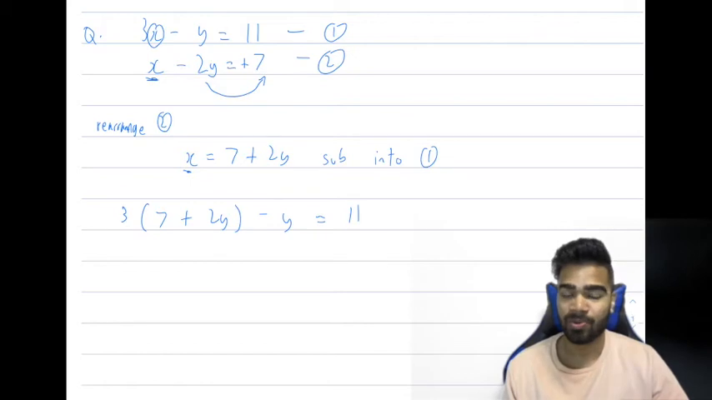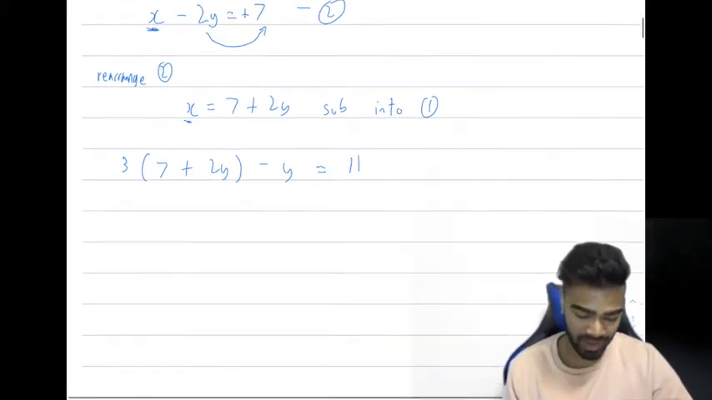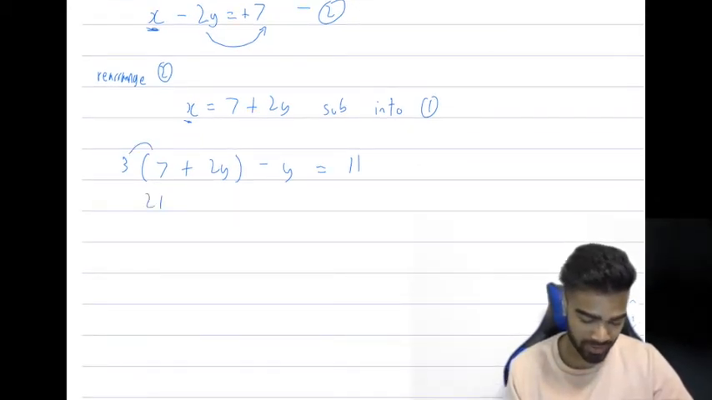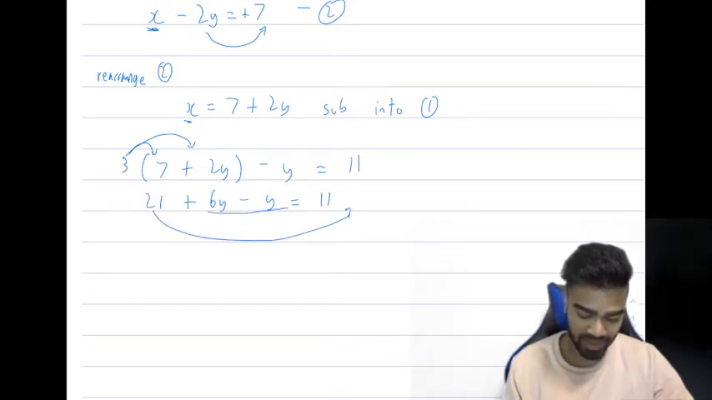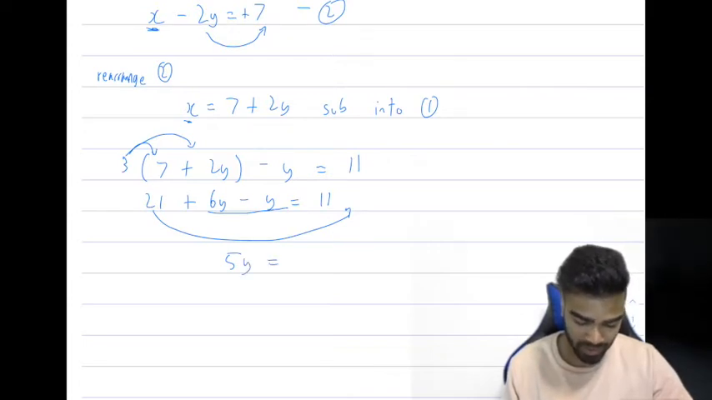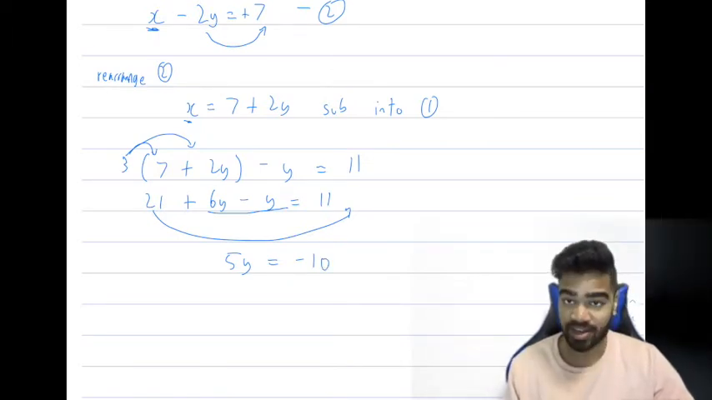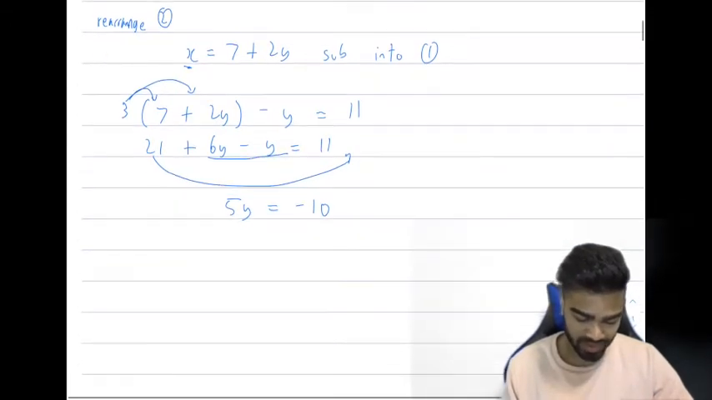Now it becomes what we've always been doing, solving for one variable. Okay, so 7 times 3 is 21, so we expand the brackets. Plus 6y minus y is equal to 11. And then take 21 to the other side, and then collect the like terms as well. 6y minus y is 5y. 11 minus 21 is negative 10. So what is y equal to? Divide both sides by 5. So y is equal to negative 2.